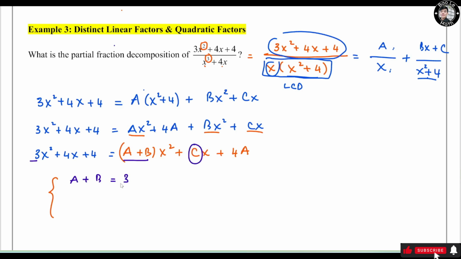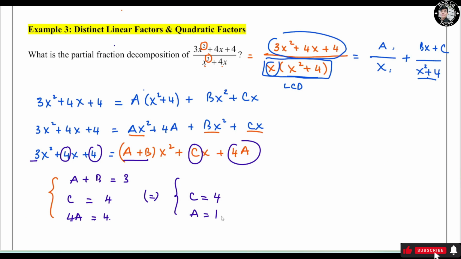Now c right here equals 4, right? And 4a right here must equal 4. Now I solve a system of 3 equations right here. c equals 4. 4a equals 4. Divide both sides by 4. It's going to be a equals 1.